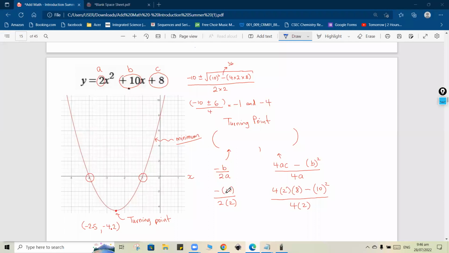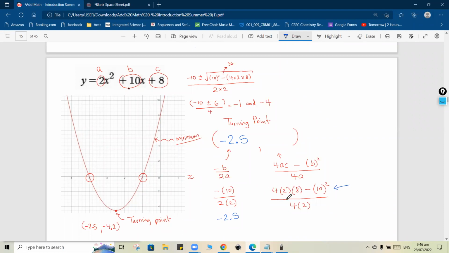When you work out this one, you're going to get -10 divided by 4. How much is -10 divided by 4? I'm getting -2.5. So that's what I'm getting for my x coordinate. We still have to get the y coordinate.